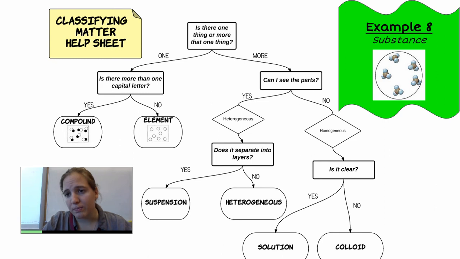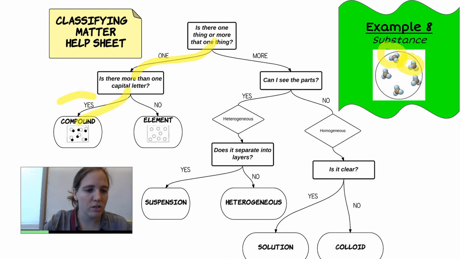Let's look at this one. See how these all look exactly the same? So I have only one thing, but I have multiple dots together. I have the light blue and I have the gray. So they're squished together just like a compound.